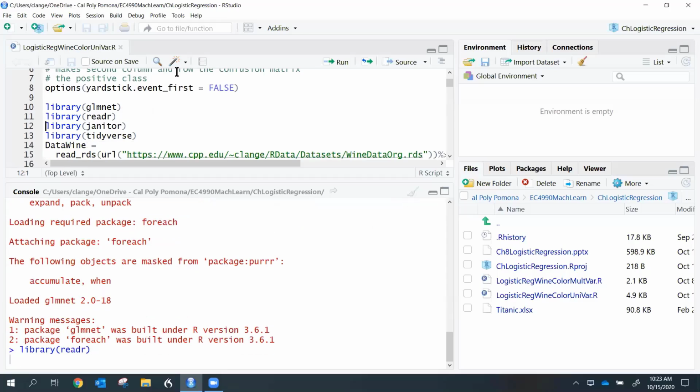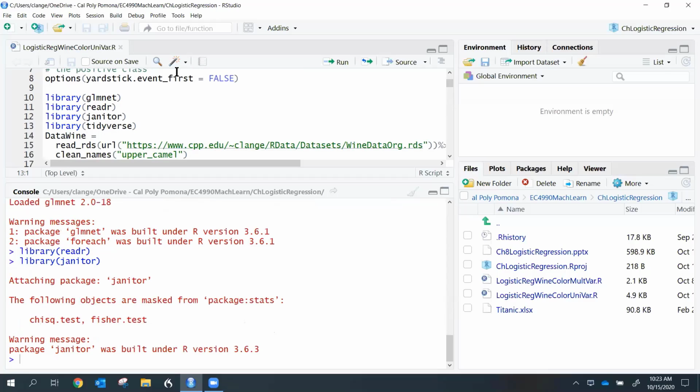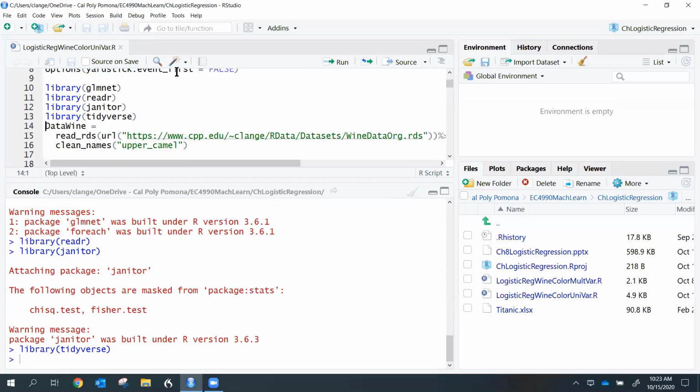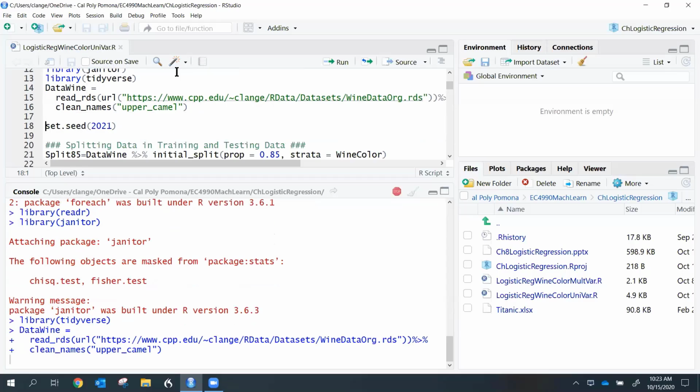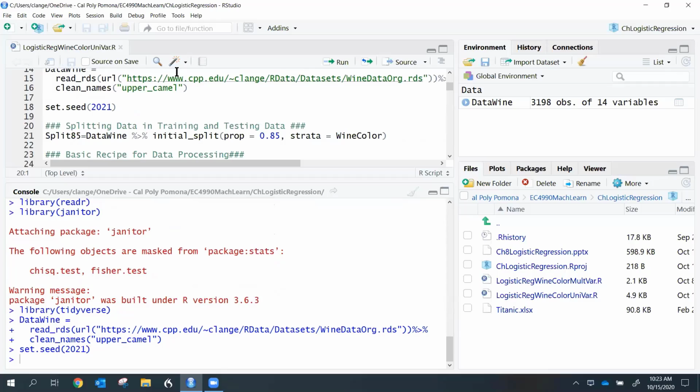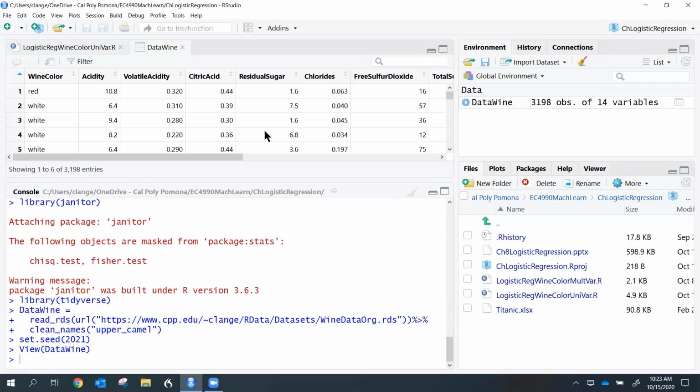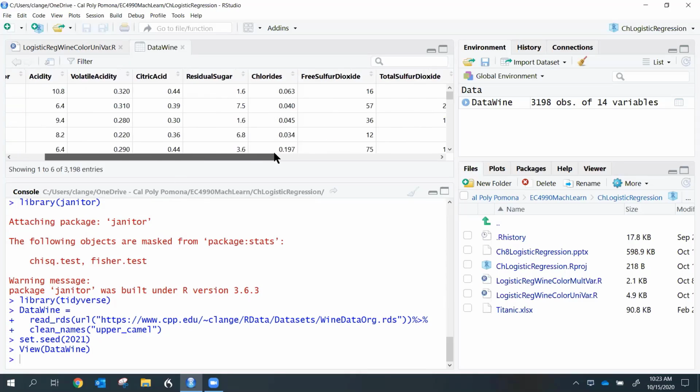I need these packages here: glmnet for logistic regression later on, readr to read my data, janitor to make the variables a little bit nicer, and the tidyverse. And I load my data here. I make sure I reset my random number generator, and we can look at the data here. These are more than 3,000 wines. They're either red or white. And I have a lot of chemical properties here.